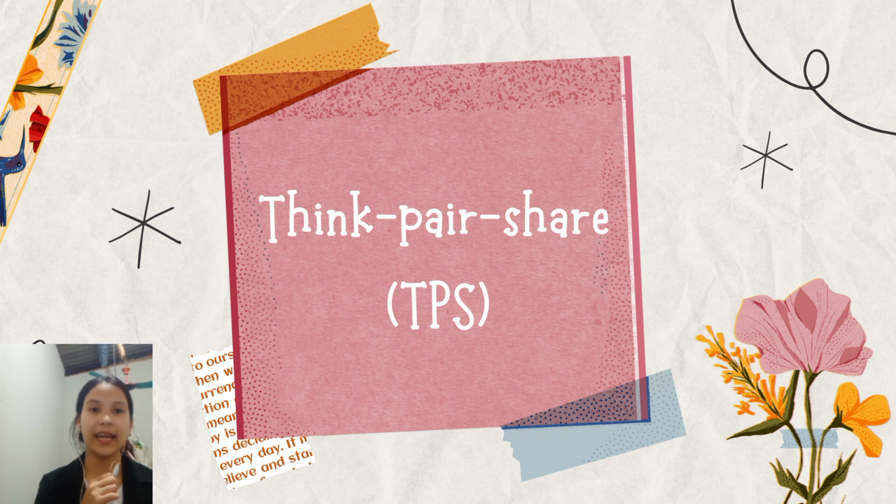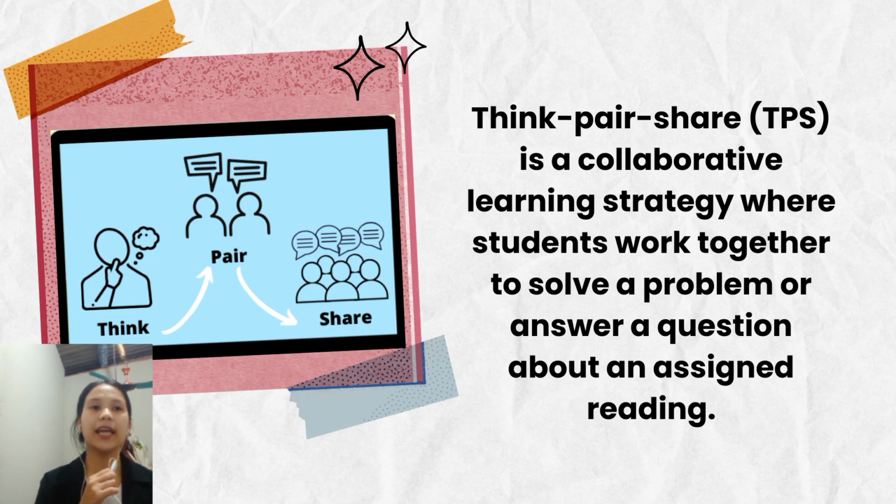So the next activity is Think, Pair, and Share, or TPS. What is this activity all about? Think, Pair, and Share, or TPS, is a collaborative learning strategy where students work together to solve a problem or answer a question about an assigned reading. In this activity, the students are not just being encouraged to answer or think alone or individually. They are also being encouraged to collaborate and cooperate with their other classmates.